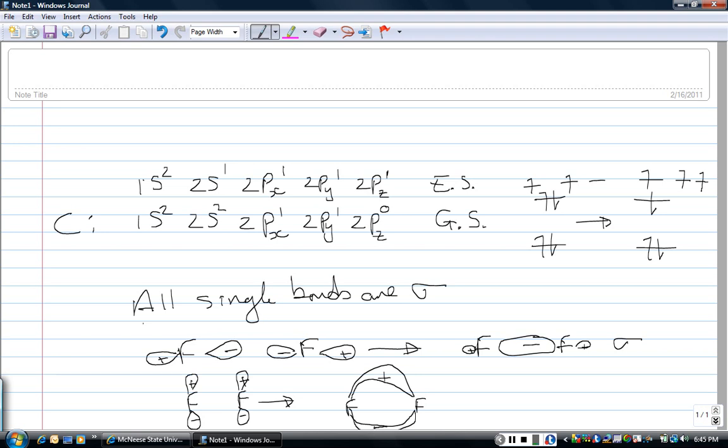But in this scenario, I expose the fluorine nucleus to another fluorine nucleus, so there's massive repulsion. And the swell of electron density is actually pretty far from the nuclei, and therefore the force of attraction is not great. So all single bonds are going to be sigma. So that's one of our abiding rules.